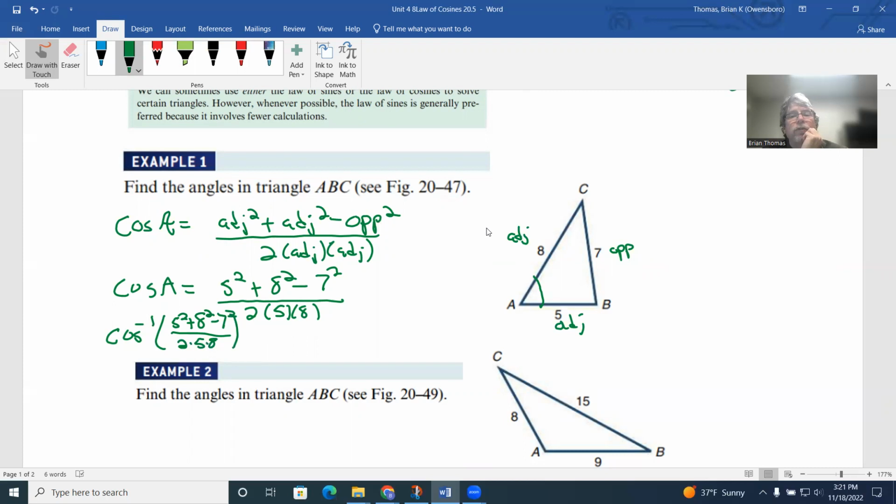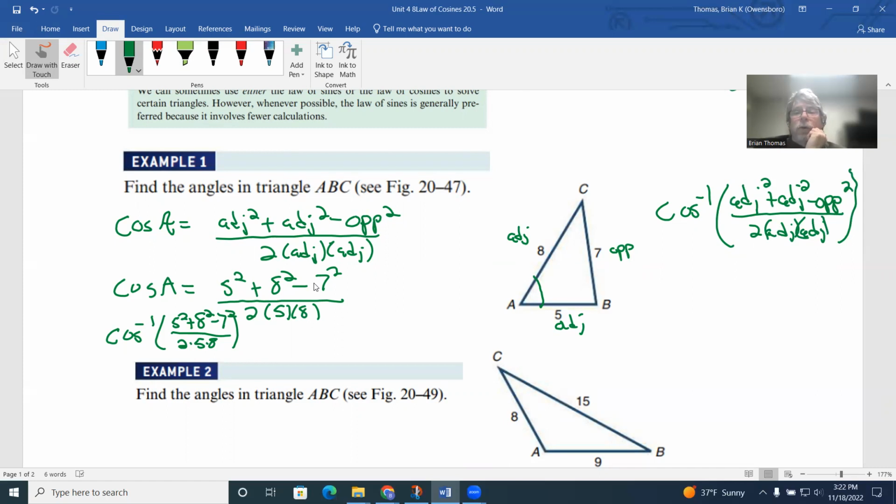So if I want to modify this formula even further, the inverse cosine of the adjacent squared plus the adjacent squared minus the opposite squared, over 2 times the adjacent times the adjacent, would really be the formula that we're looking for in this problem.